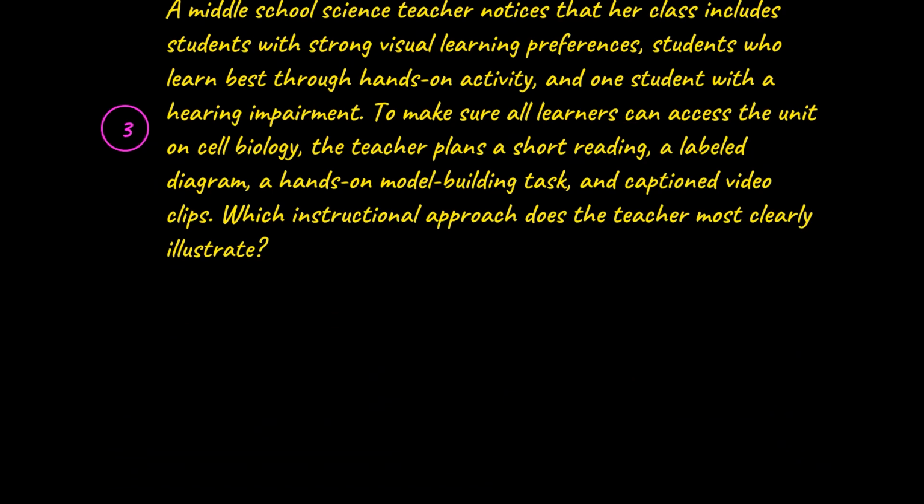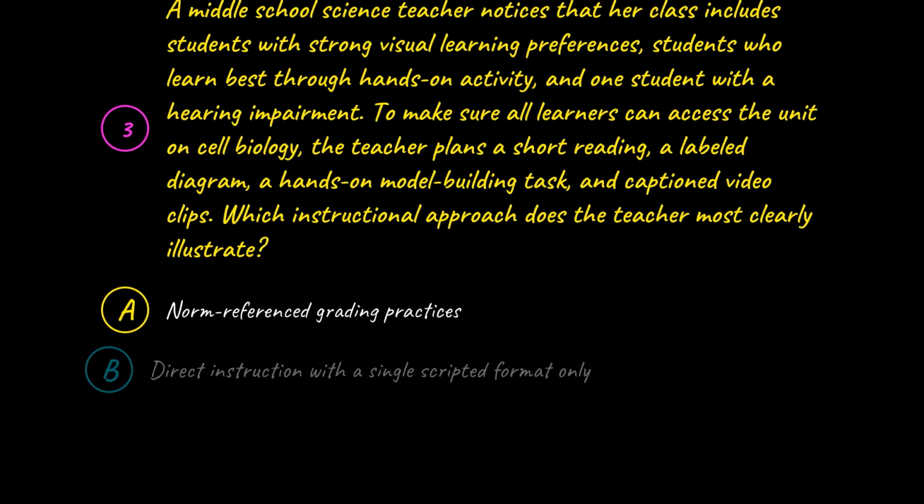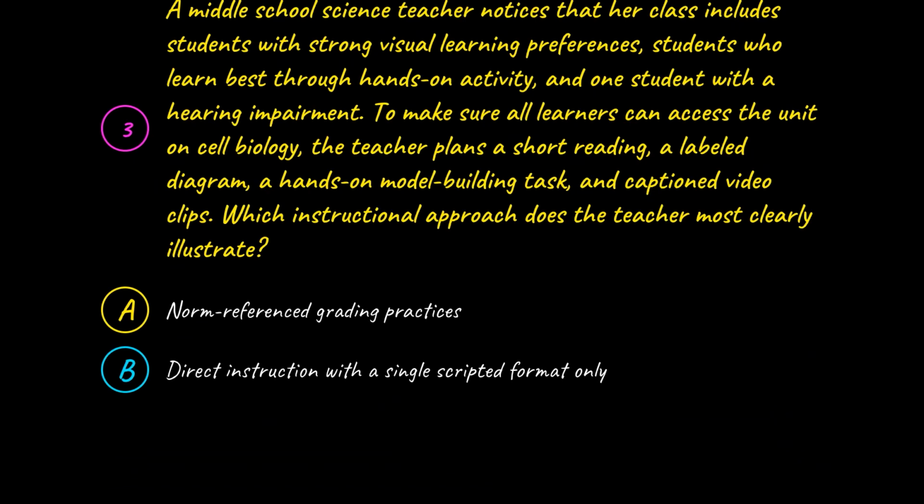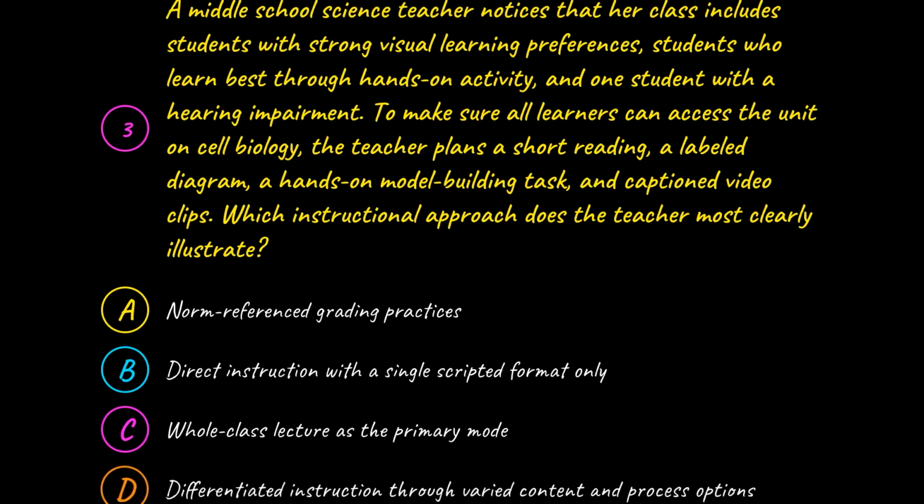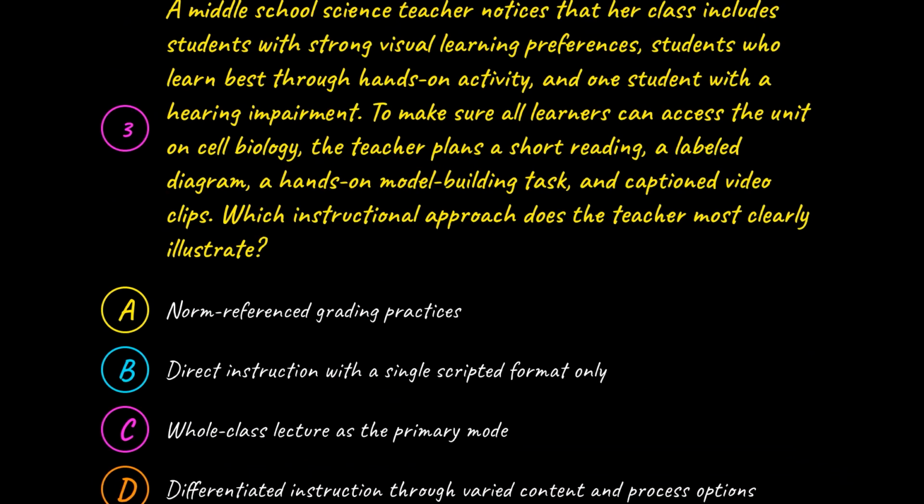Your options are A. Norm referenced grading practices. B. Direct instruction with a single scripted format only. C. Whole class lecture as the primary mode. D. Differentiated instruction through varied content and process options. Before I reveal it, which one do you think is right?